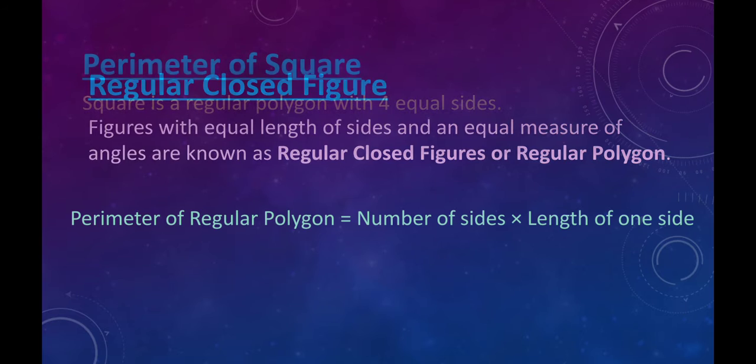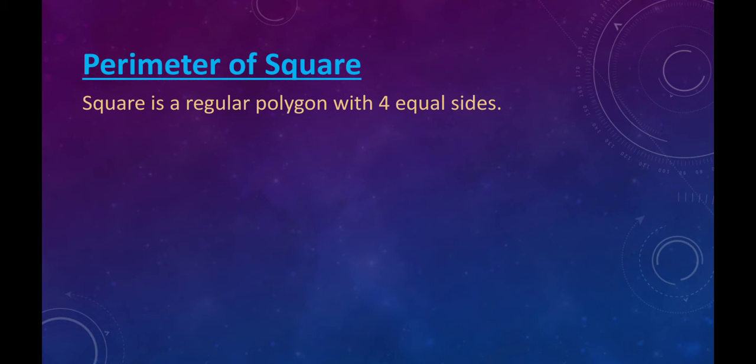First we'll discuss the perimeter of a square. It is a simple closed curve made up of only line segments, and all sides are equal. Look at here.